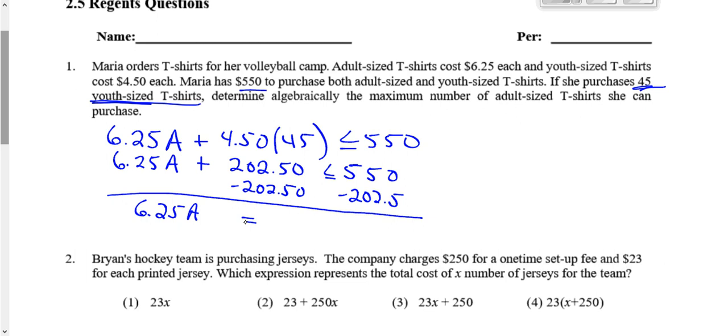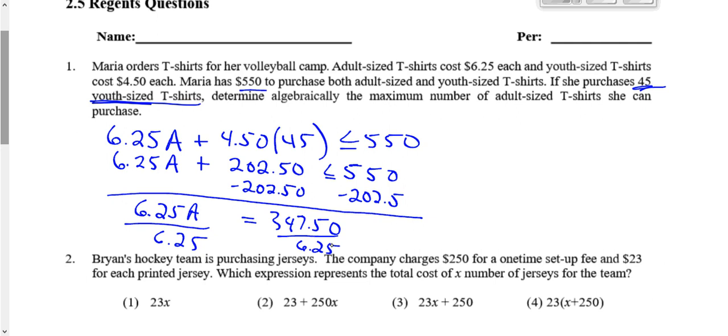Oh, no, it should be, I think maybe you just put 500 in there, something like that. Try that again. Do 550 minus 202.50. You get 347.50. Get that now? All right, so now try it. Divide by 6.25.